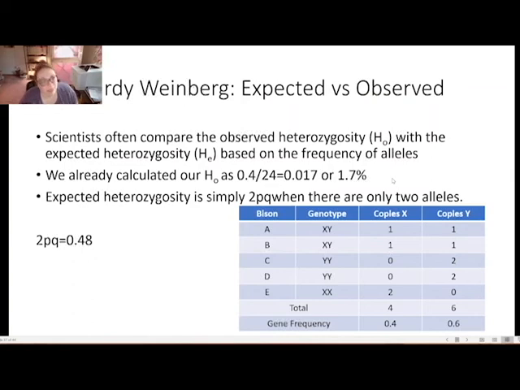And then our expected heterozygosity is 2pq. And that's only when you have 2 alleles. If you have more than 2 alleles, you cannot use this formula. It is a lot more complicated. But again, this is not a genetics class, so we're not getting into all of that. We're just going to do the simple version right now. So 2pq for this instance would be 0.48. So our expected was 0.48. Our observed was 0.017. So it's much lower than we would expect. So there's obviously something else going on there.